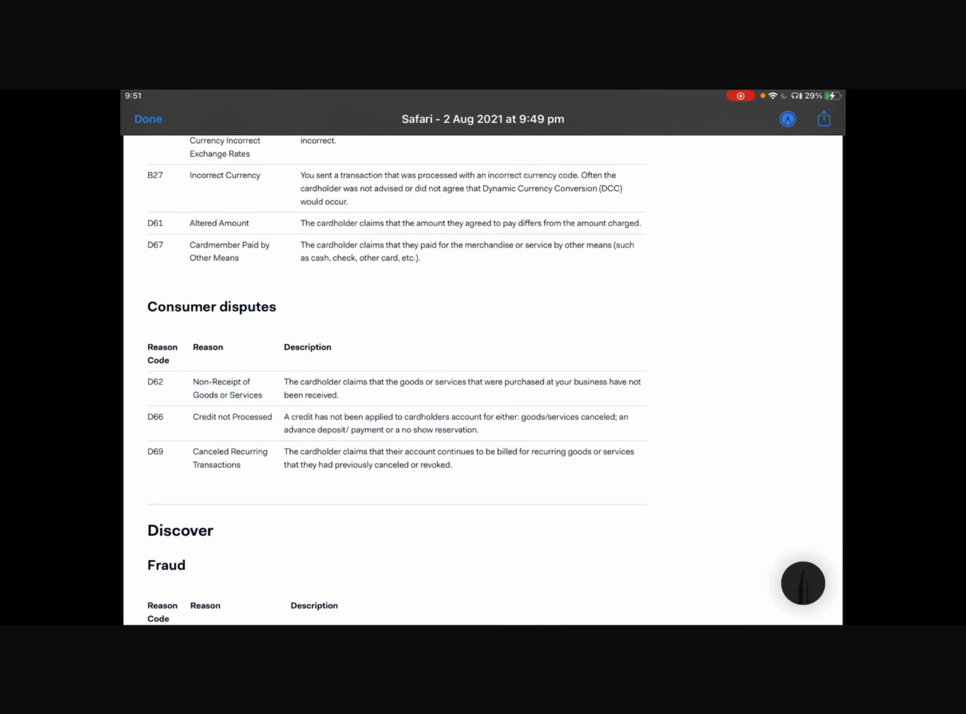And there are multiple different ways you can Google and find out others, but this is a good one where I thought it talks about all the different reason codes for all the different schemes. So go through this, please.